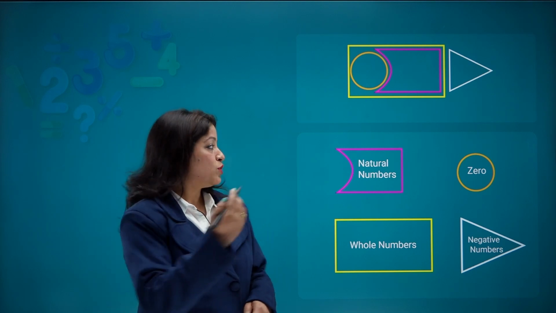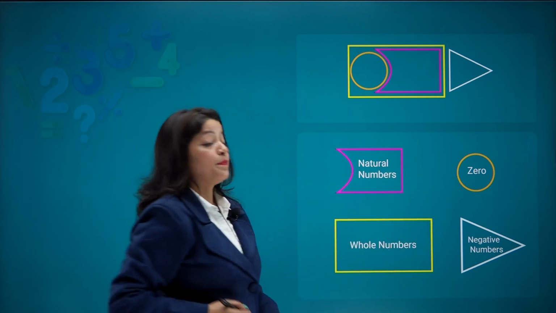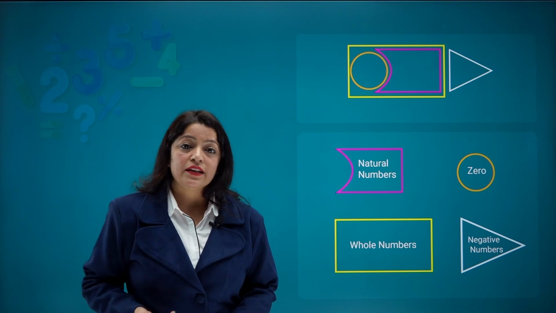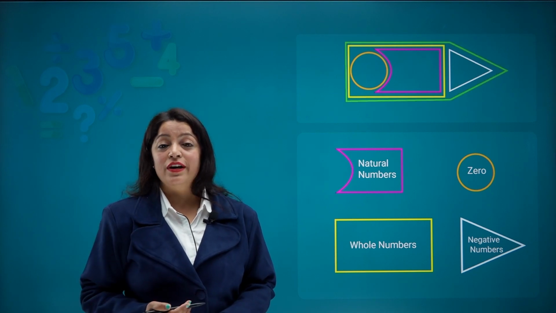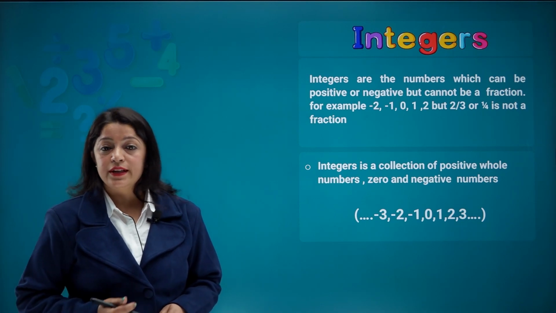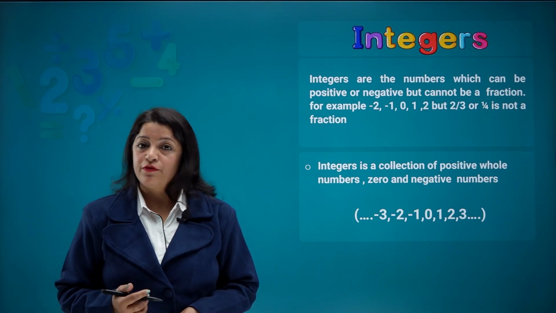Okay, so if to the set of natural numbers I add a 0, I get a set of whole numbers, and if to the set of whole numbers I add negative numbers, then the collection of numbers what we get is called an integer. So here we can say integers are the numbers which can be positive or negative, but they cannot be fractions.